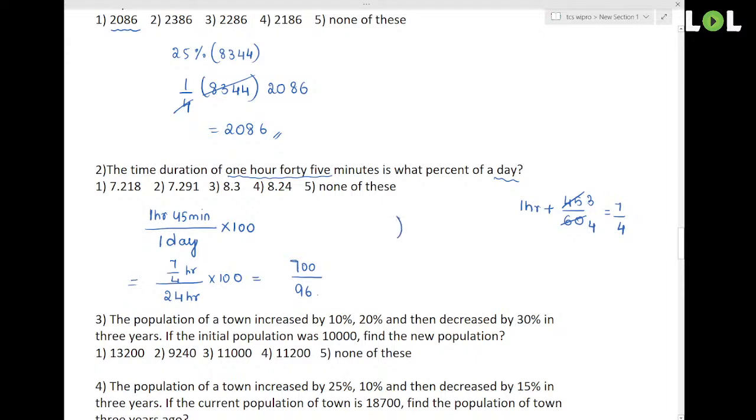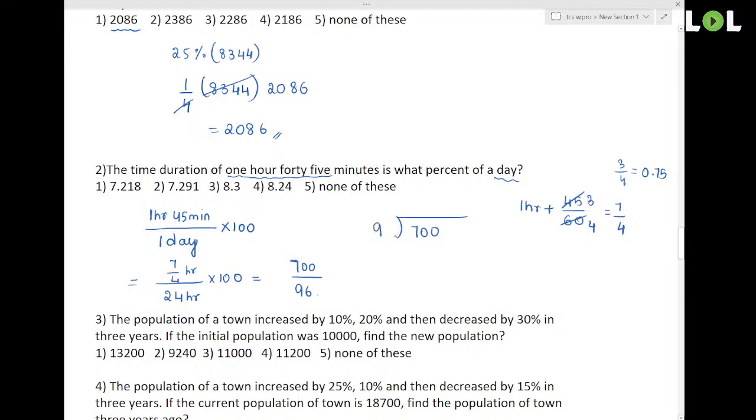So if you divide this 700 with 96, no, you can't write it, Tarun. It is not out of 100. You can't write it as 0.45. That is, 3 by 4 is 3 by 4. 45 by 60 is 3 by 4, which means it is 0.75. You can't make it 0.45 hours. That is wrong. You can write it as 0.75 hours because 3 by 4 means 0.75.